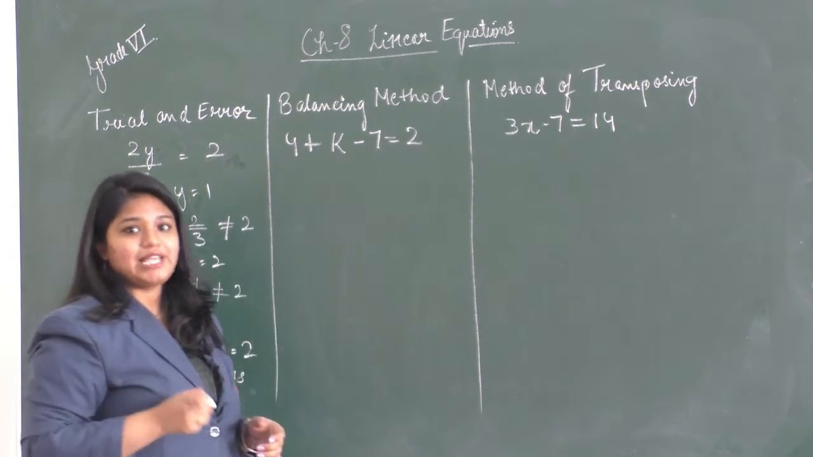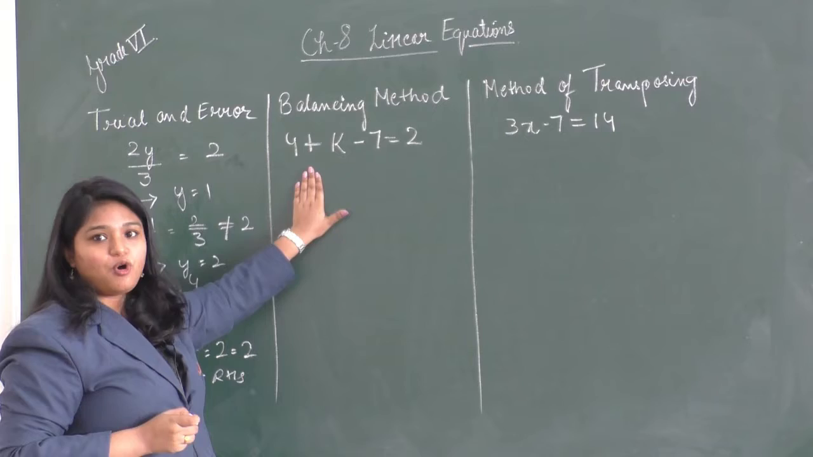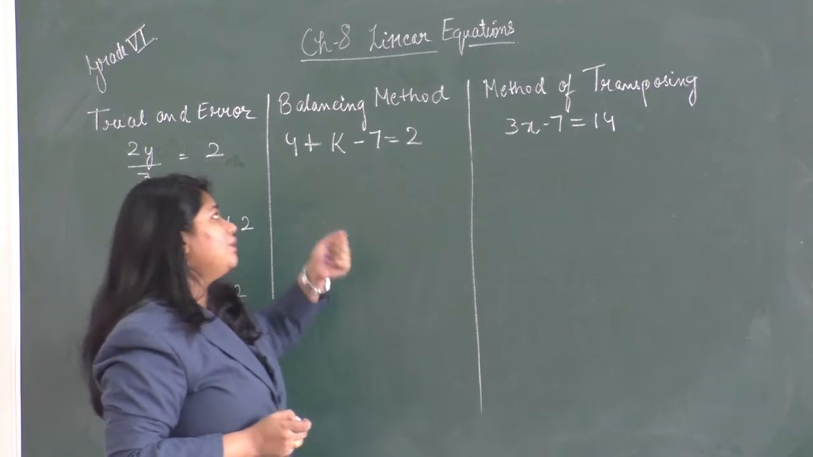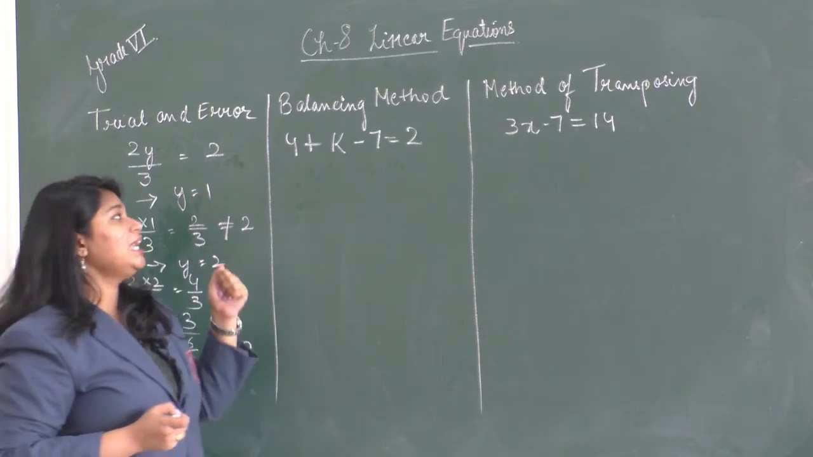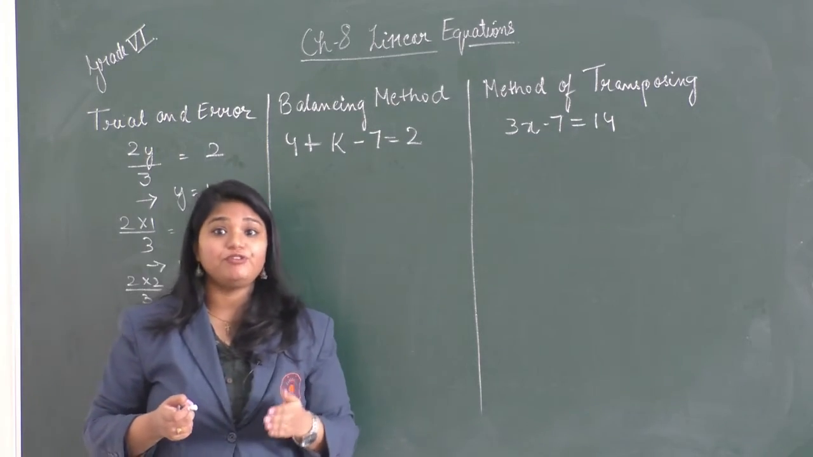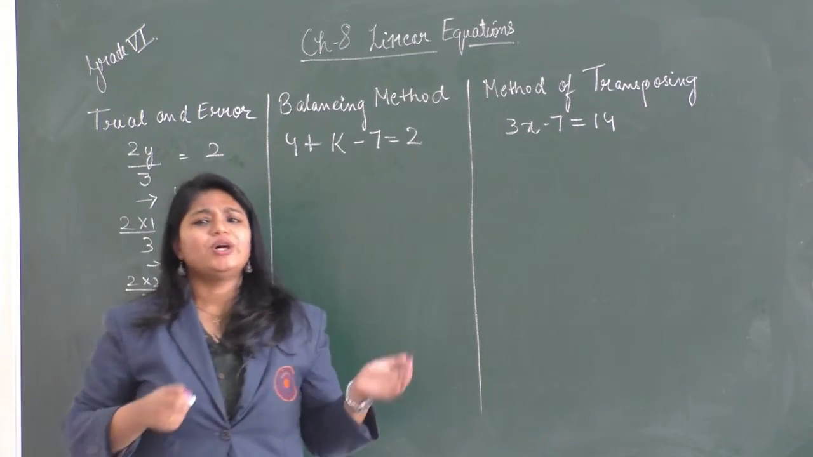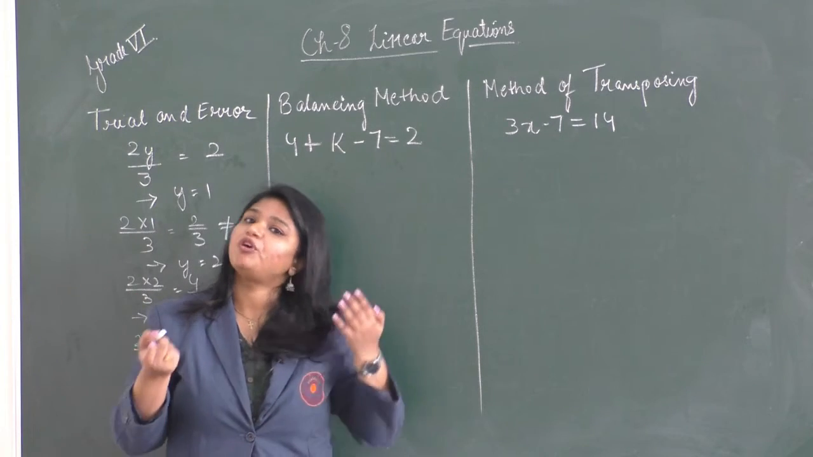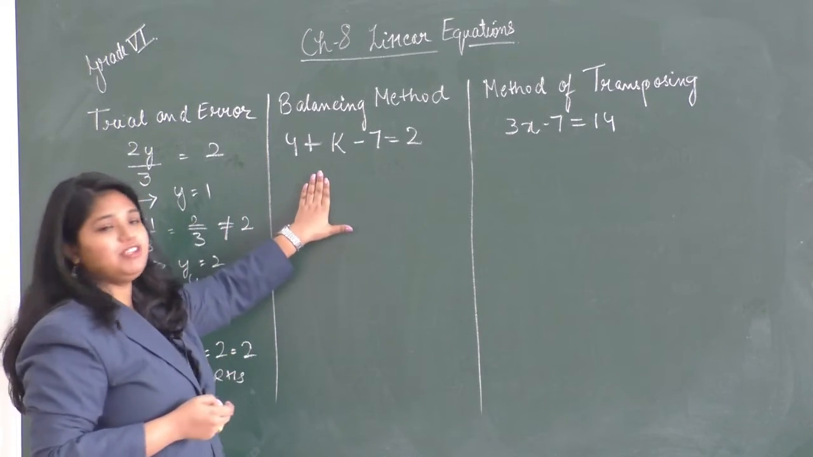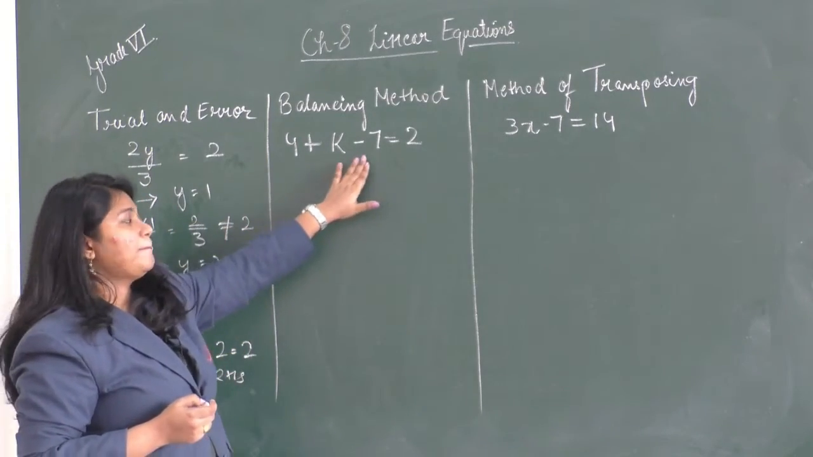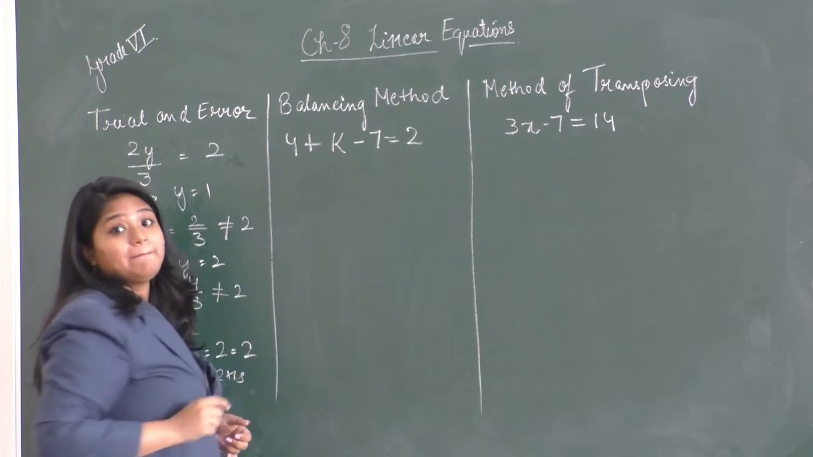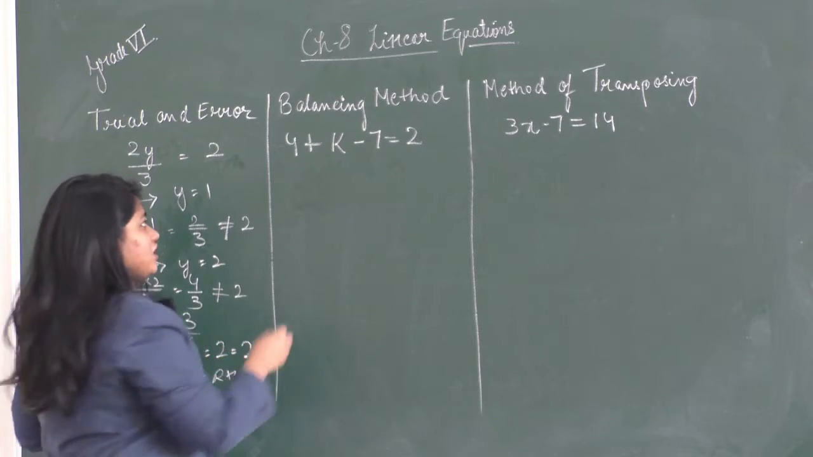Now let's solve the second equation, that is 4 plus k minus 7 is equal to 2. Now let's solve this equation using the balancing method. Now we learn in the balancing method, if you are performing an operation on the LHS or RHS, you will perform the same operation on the other side. So here we have the equation 4 plus k minus 7 equals 2. So let's try to eliminate minus 7 from the LHS.